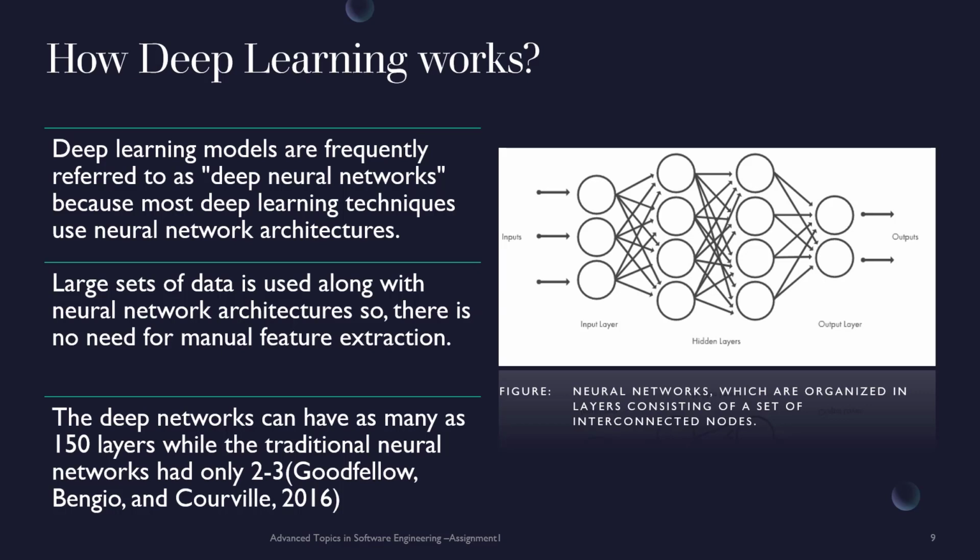So how does deep learning work? Deep learning models are frequently referred to as deep neural networks because most deep learning techniques use neural network architectures. Large sets of data are used along with the neural network architecture, so there is no need for manual feature extraction. Deep networks can have as many as 150 layers, while traditional neural networks have only 2 to 3.